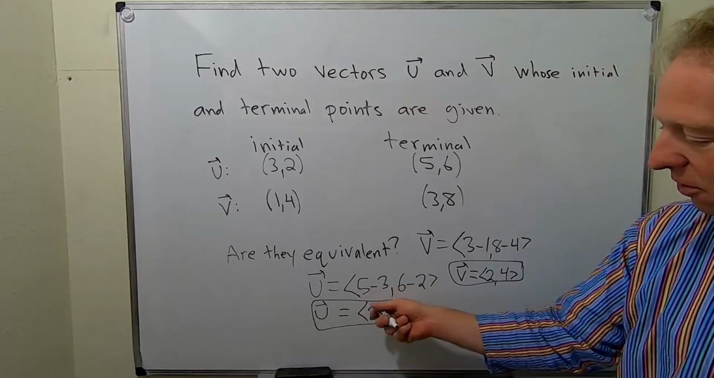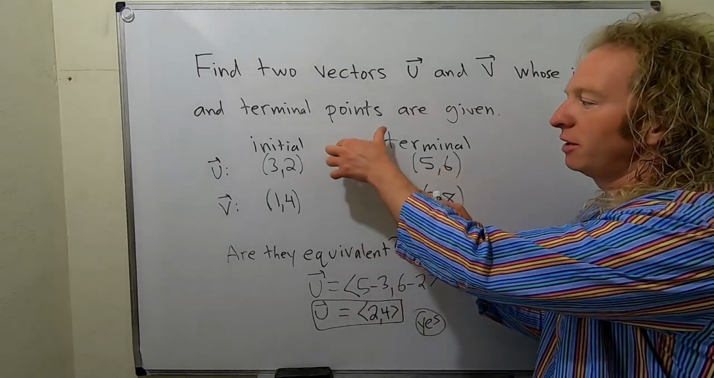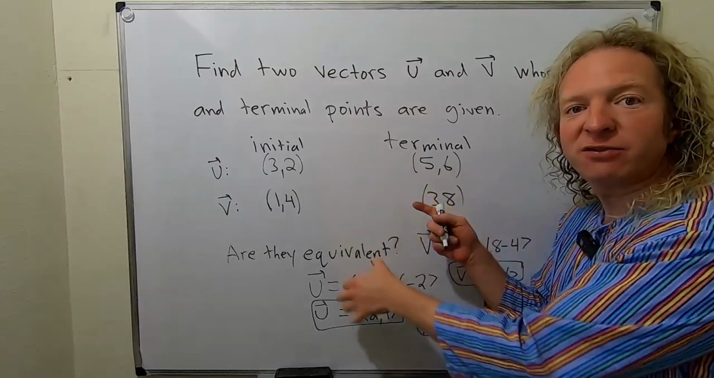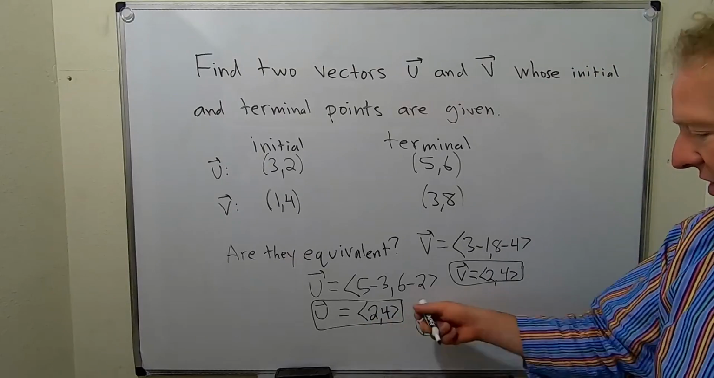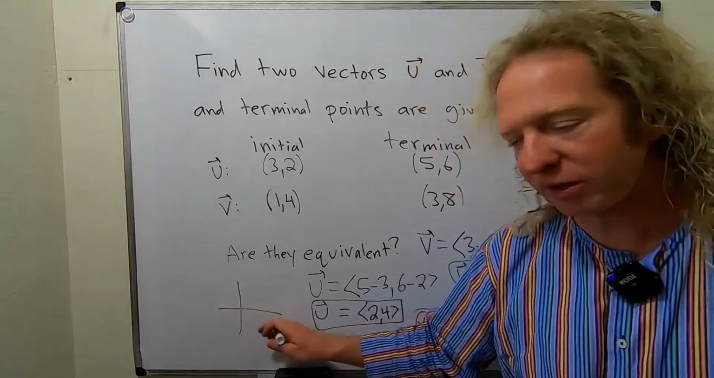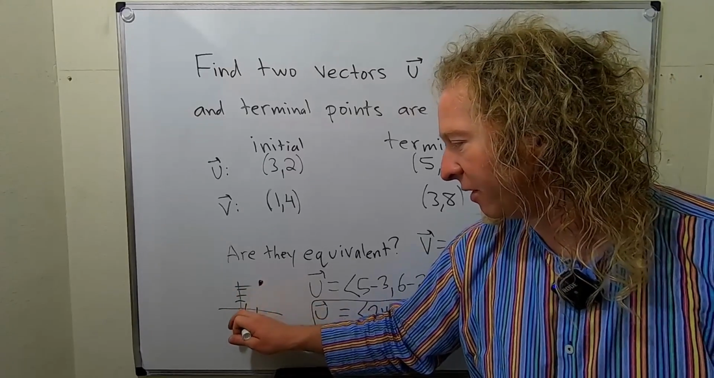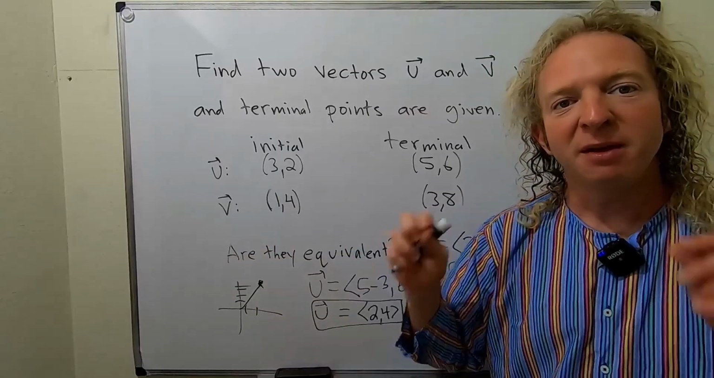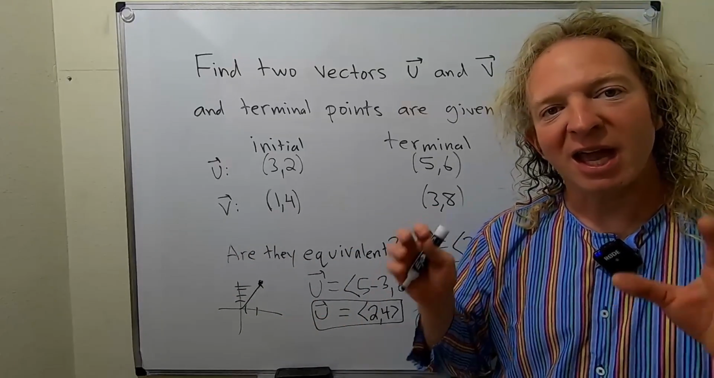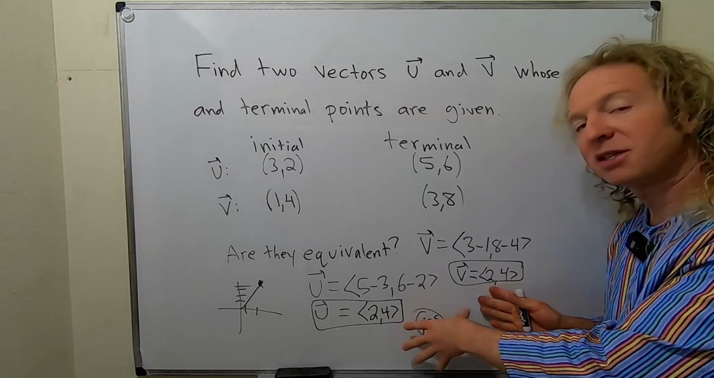This is a vector whose initial point now is at the origin. So we took this vector in the plane and shifted it down to a vector whose initial point is at the origin. If you were to sketch this vector, it would look like this: 1, 2, 1, 2, 3, 4. So these vectors here are the same, except they're in different places on the plane. But they all have the same length and direction, therefore they're equivalent. If you get a different answer here, the answer would be no.